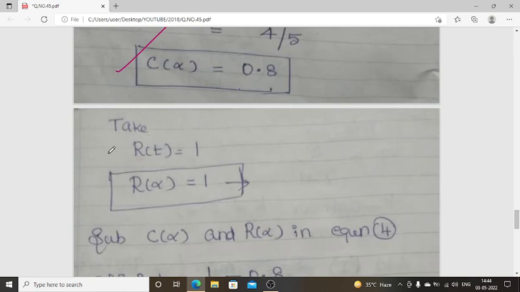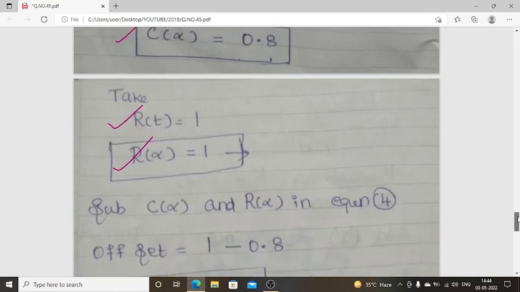Okay, so next one is R of infinity. We know that it is a unit step change in set point, so we should take R of t is equal to 1. T tending to infinity, what about the R of infinity? R of infinity is also 1. Now we have R of infinity as 1, and C of infinity. So we know the formula for offset. Offset is equal to R of infinity minus C of infinity.